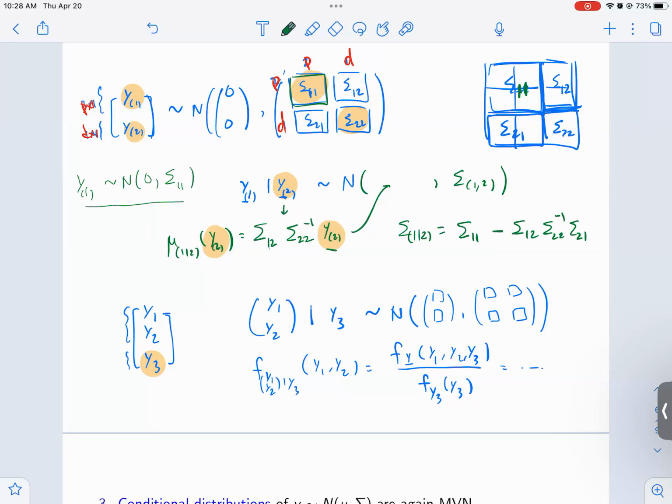Is that sort of clear? Clear or not? Any questions? This is a little bit tricky.